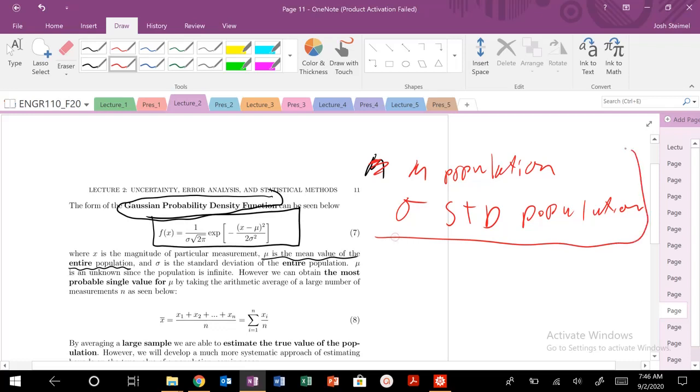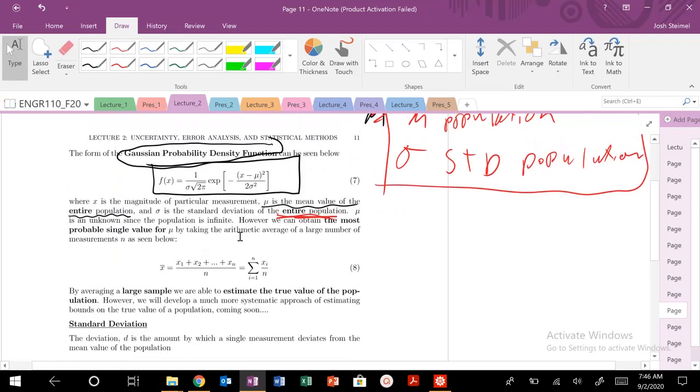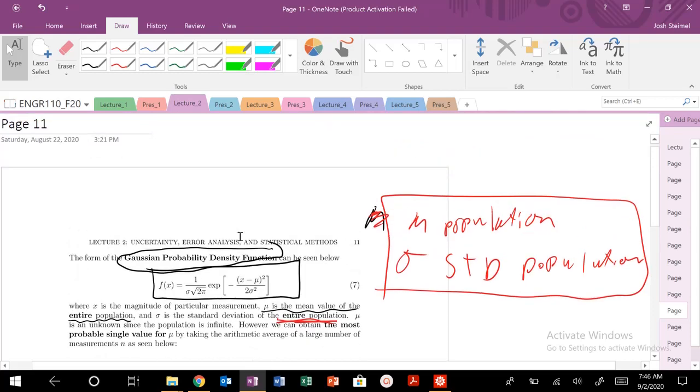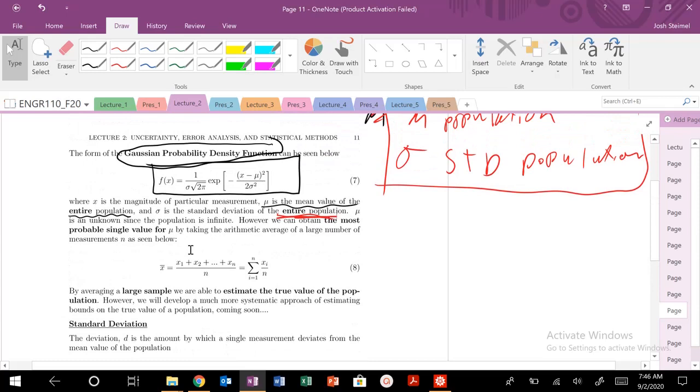So these are key parameters here, the entire population. When we're working with the Gaussian probability density function, we are assuming that we know the mean and standard deviation of the entire population. This is not often the case, but we're going to see that we can invoke the central limit theorem to get around this practical issue, that we are never really working with the true mean and standard deviation. We don't know information about the entire population.